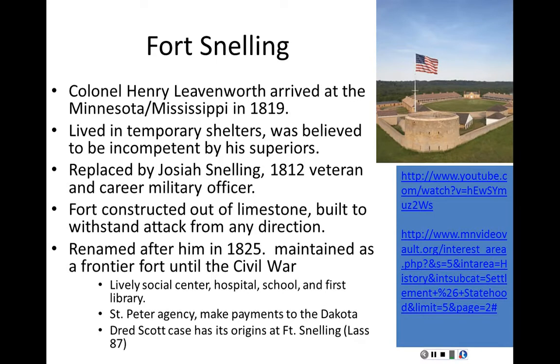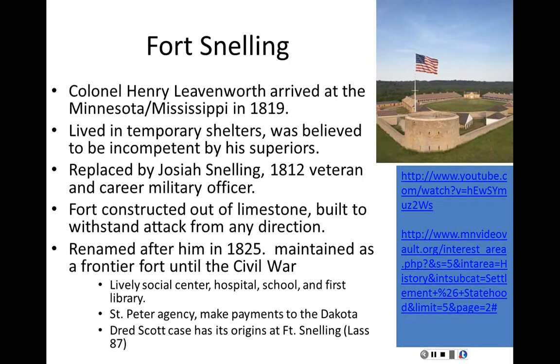And also the Dred Scott case has its origins here at Fort Snelling. A lot of people don't know that. Dred Scott will be a major court case in 1857 that will divide the country and really send it towards a civil war. Well, Dred Scott was a slave, and his owner was an army captain. That army captain was stationed at Fort Snelling and then on into Wisconsin. And then eventually Dred Scott will say, since I was in free territory, Minnesota and Wisconsin, I'm a free person. And that's what that court case will be about.